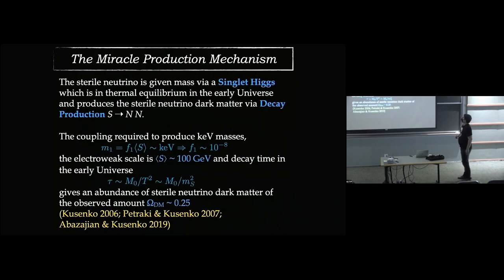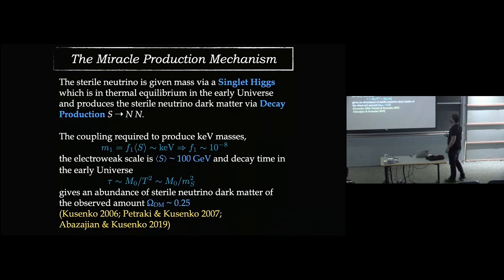Okay. So the one that I went up to UCLA, which is between here and Irvine where I'm at, to work with Alex back in 2019, is this miracle production mechanism. It's his original 2006 paper that was expanded on by Kalliope Petraki and Alex. And there you've got this decay into the steriles. And the coupling required to produce the keV mass scale is about 10^-8 in this coupling scale. And if you just introduce the weak scale for this singlet, then the decay time in the early universe goes as this. And when you put it all together, you just get an Omega of 0.25 naturally, therefore the miracle.